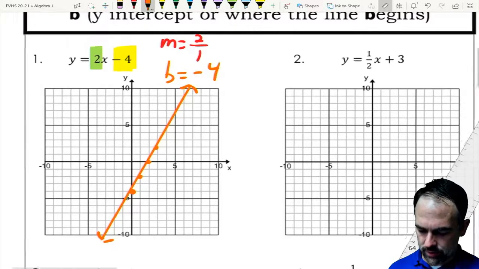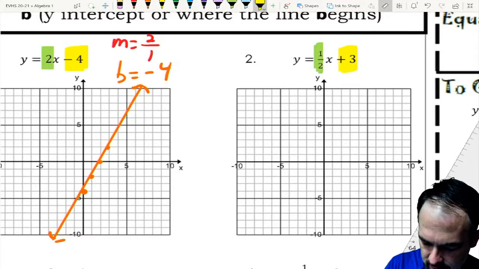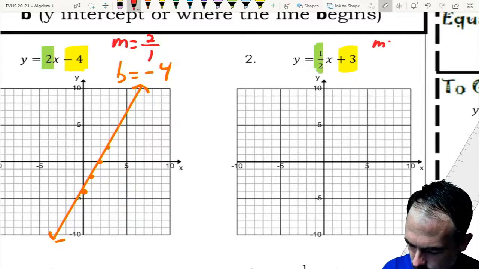All right, example number 2. Again, our slope is 1/2. Our y-intercept here is +3. So m equals 1/2.